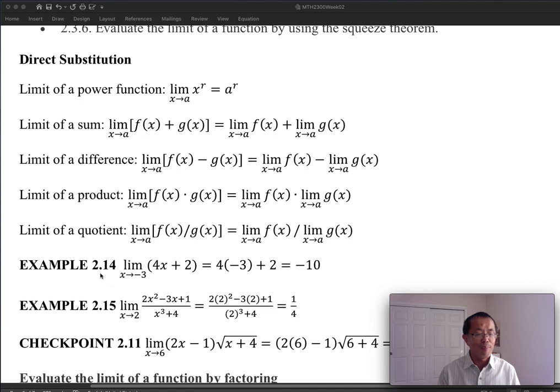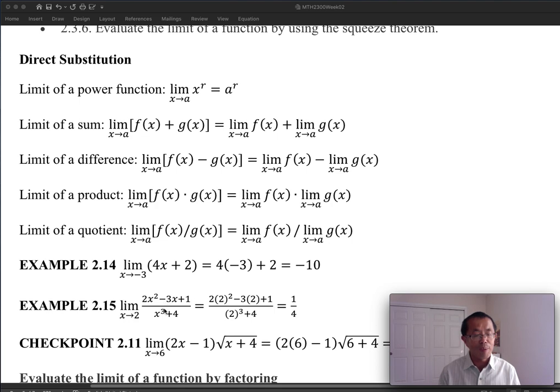For example, this is 2.14 from the textbook. To find the limit as x approaches -3, we really don't bother about -3.1, -2.9, those things. We simply plug in the value. So 4 times -3 plus 2, which is -10. That is the limit.